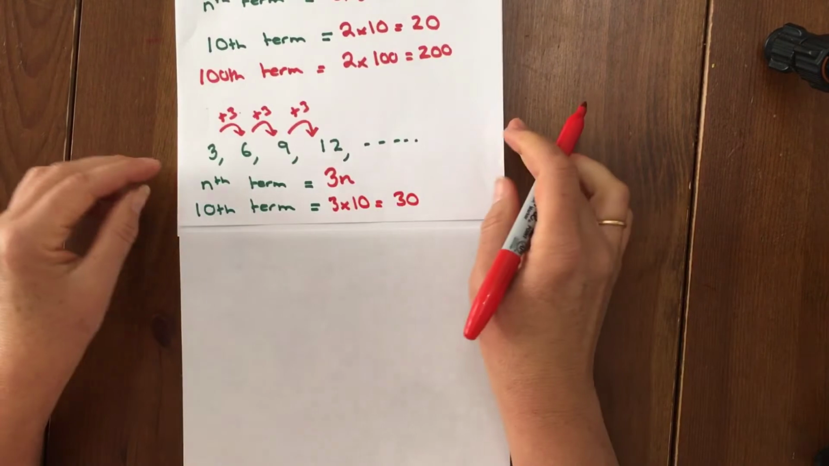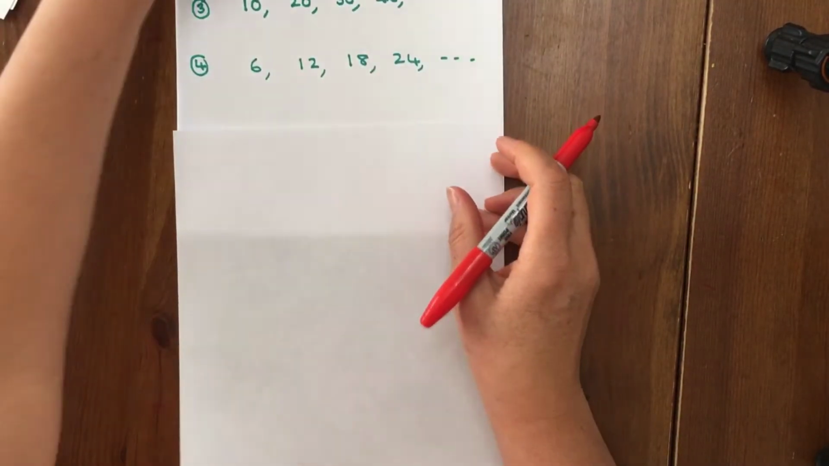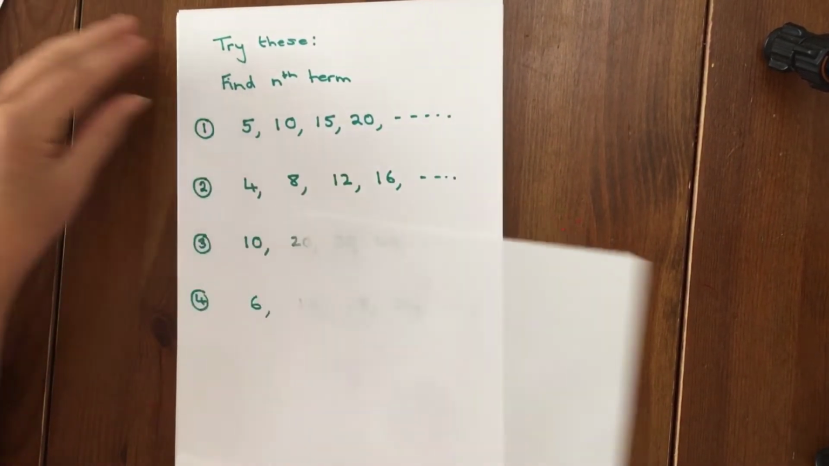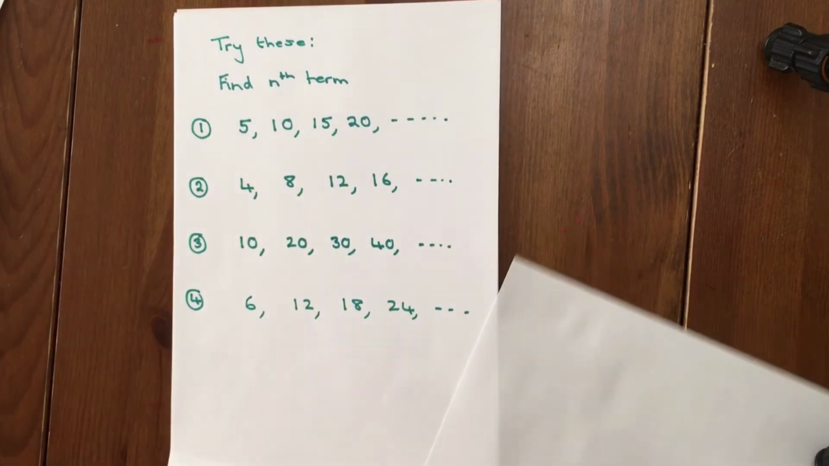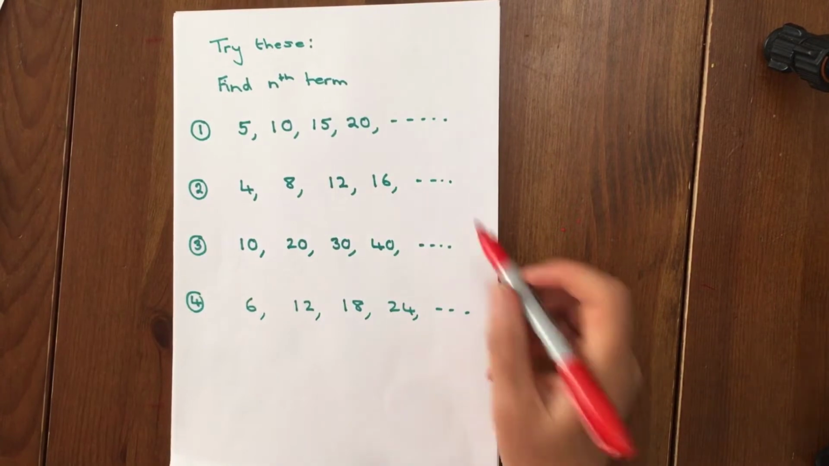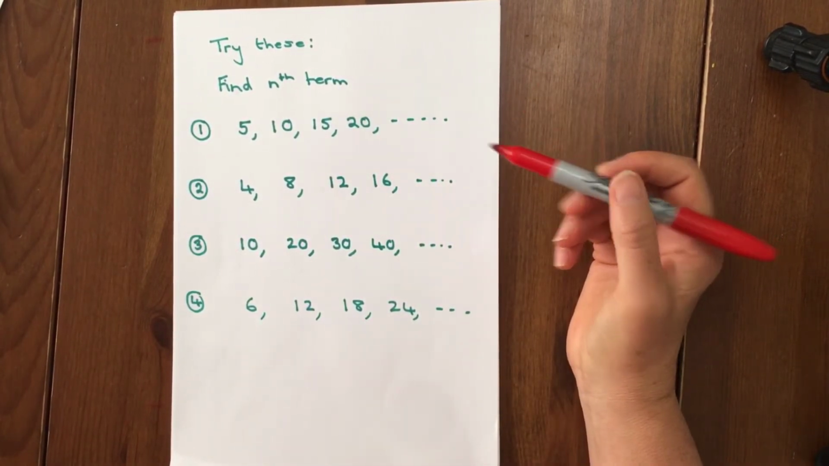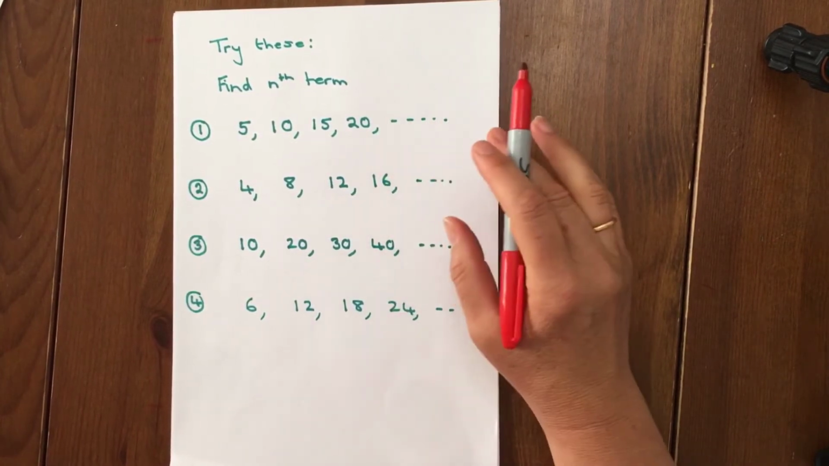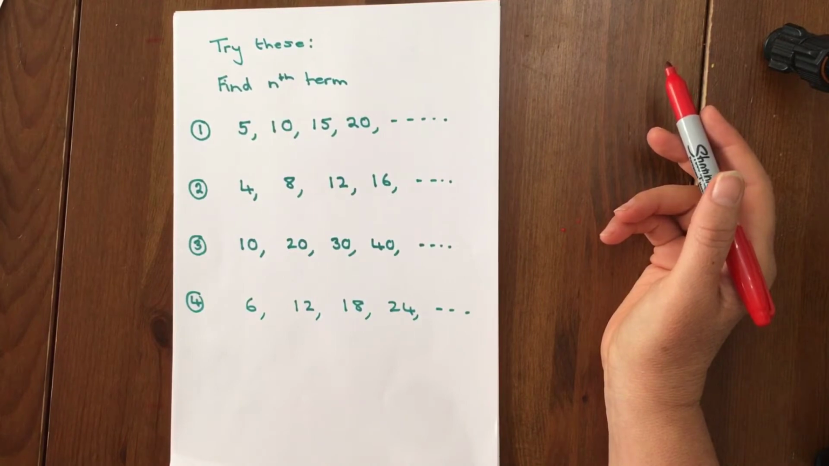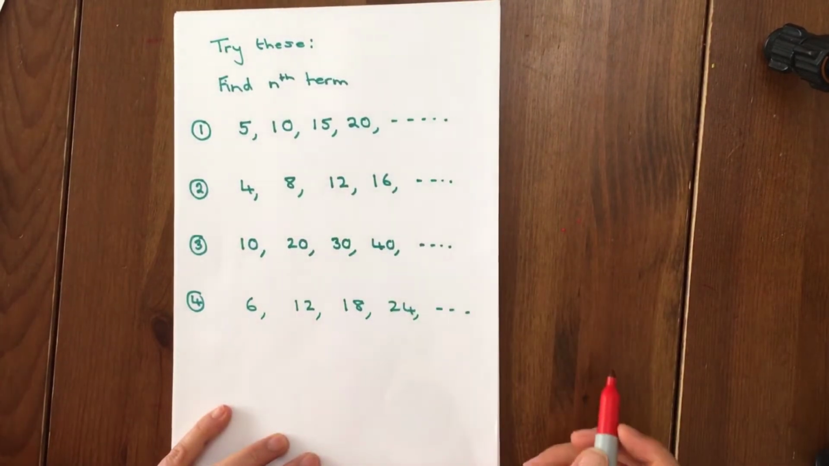Okay, we're going to look at this concept a little bit more now. For each of these, I'm going to ask you to first of all try these four questions yourself. Pause the video, and I want you to find the nth term in each case. If you're completely stuck, then I'm going to go through those in a second anyway. So pause and have a go, please. Right, so well done. Let's see how you got on with that.